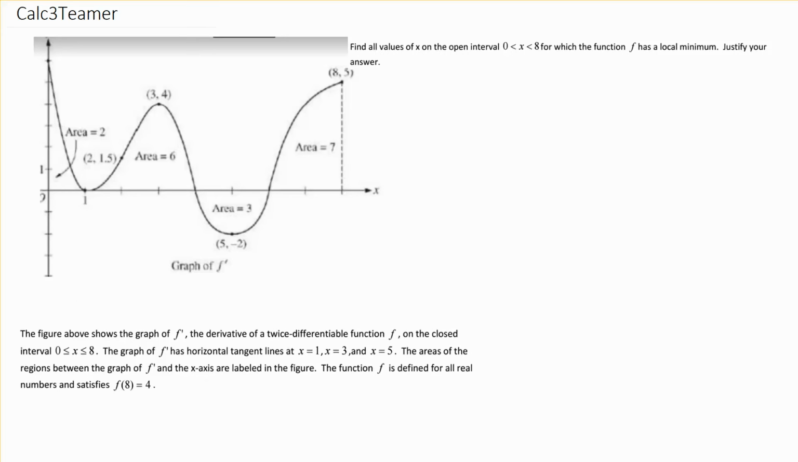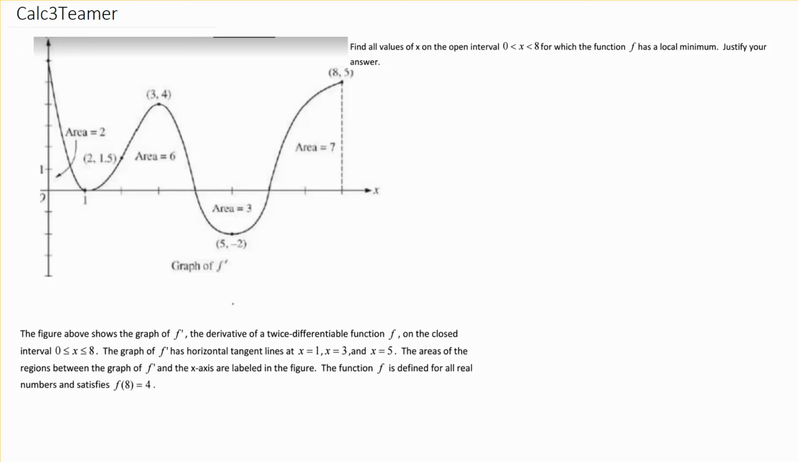All right, let's take a look at the back of our team test. We've got a graph, nice, continuous, smooth graph. The figure above shows the graph of f prime. Again, I would probably circle that right away. The derivative of a twice differentiable function, f, on the closed interval.